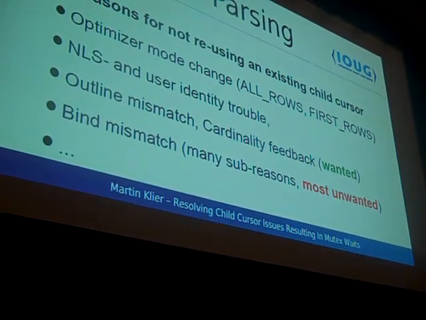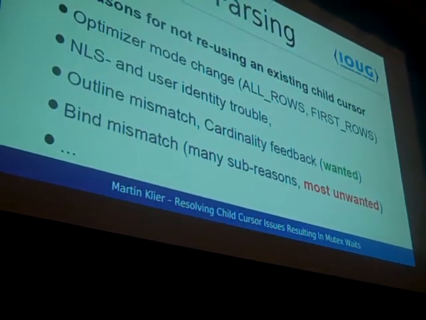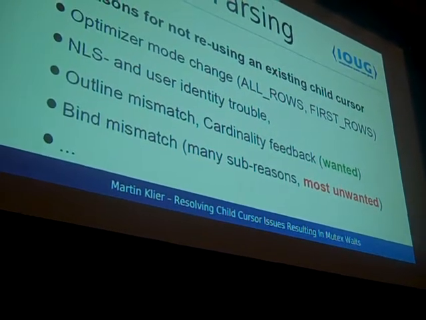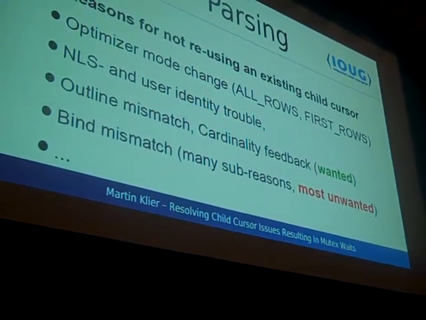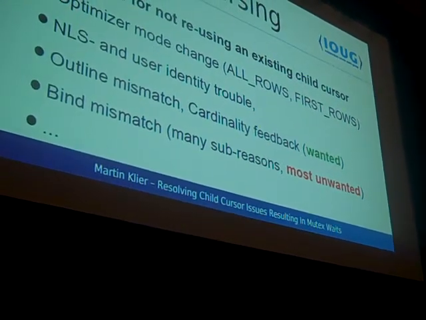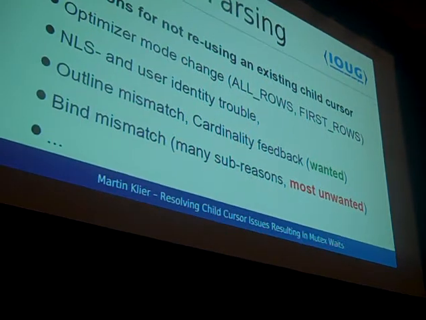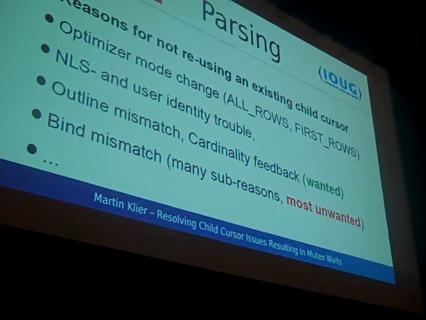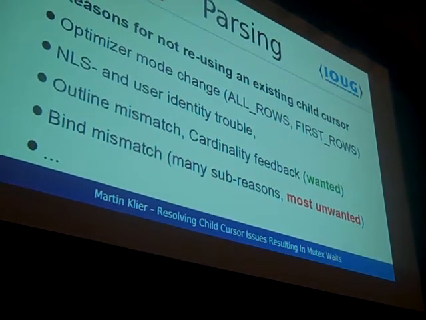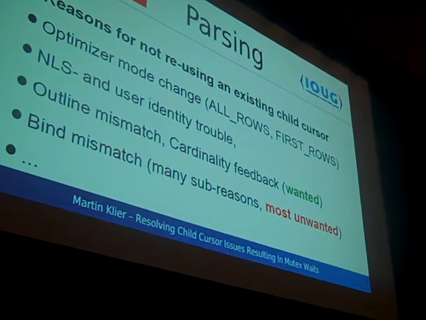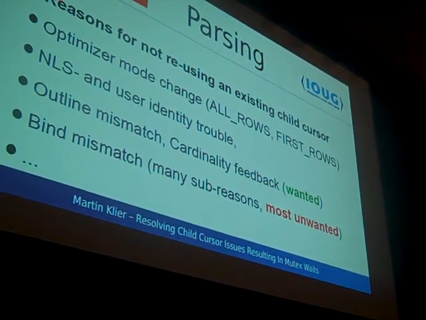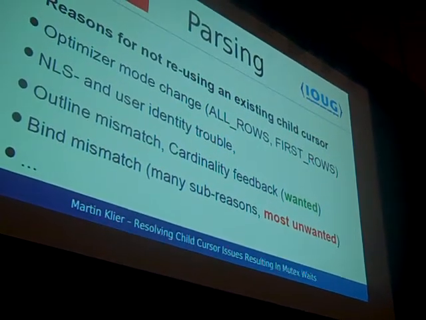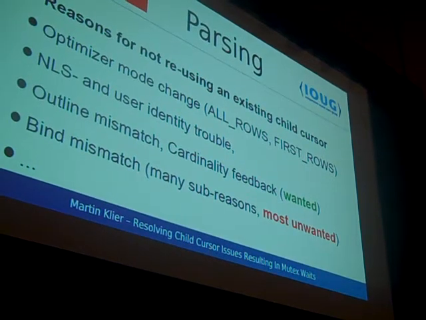Another thing is outline mismatch or cardinality feedback. Cardinality feedback was explained on the previous slide, and for the same reason, cardinality feedback might give you another child cursor. The stored outline or profile or whatever will do the same, because if we are changing a profile, we want to change the execution plan, and the way to tell Oracle that we want another execution plan is to invalidate the cursor or not reuse it. So this is something we want, and this is one of the major reasons in 11g why this feature is propagated and is used widely.